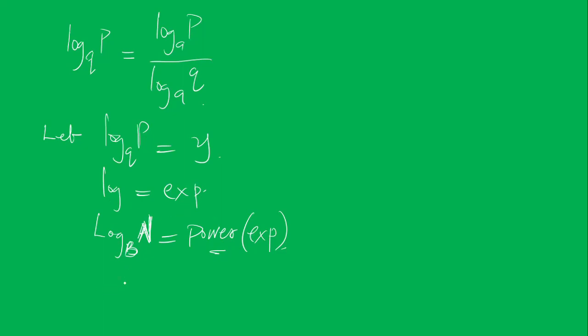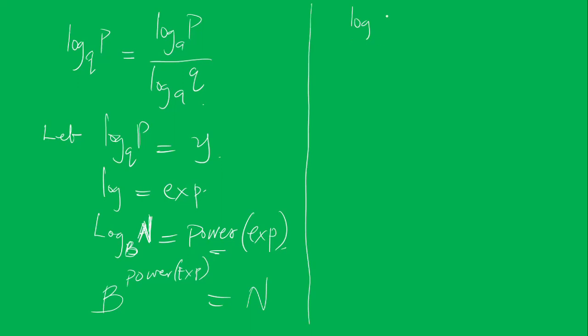So now for this expression, if you look at it critically, you see that the base, which is b, raised to power or exponential is equal to the number. So that is the logic. From this analogy, you can see that log p base q being equal to y is the same thing as saying q to power y is equal to p.